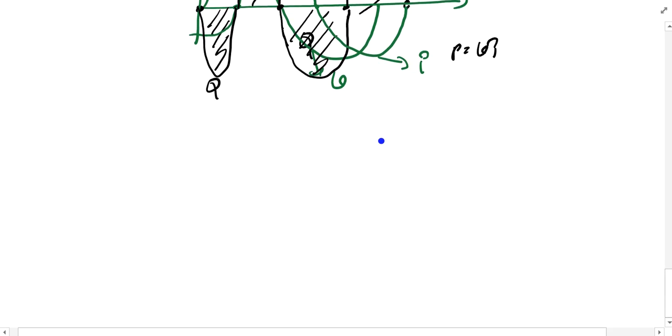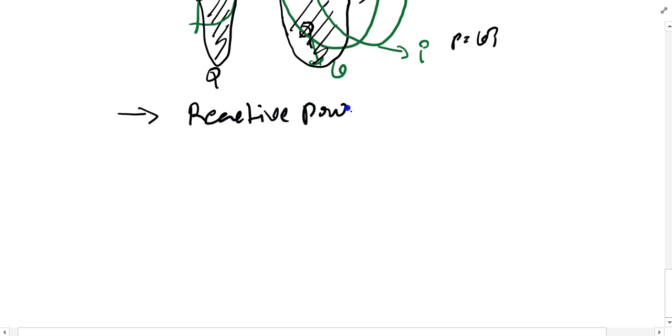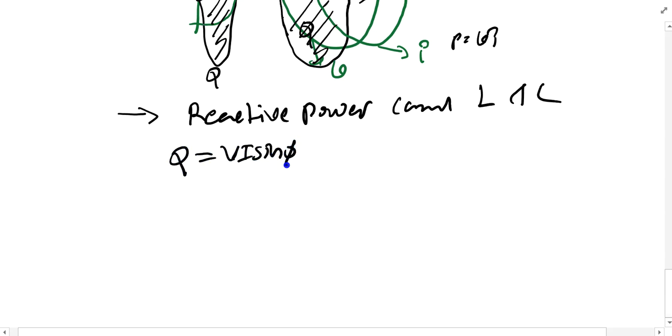But what kind of power does it consume? In actual sense, it is going to consume reactive power. So this is the reactive power consumed by your L and C. This is the concept we need to understand here, where this reactive power can be written as Q is equal to VI sin phi. So this is nothing but my reactive component, isn't it?